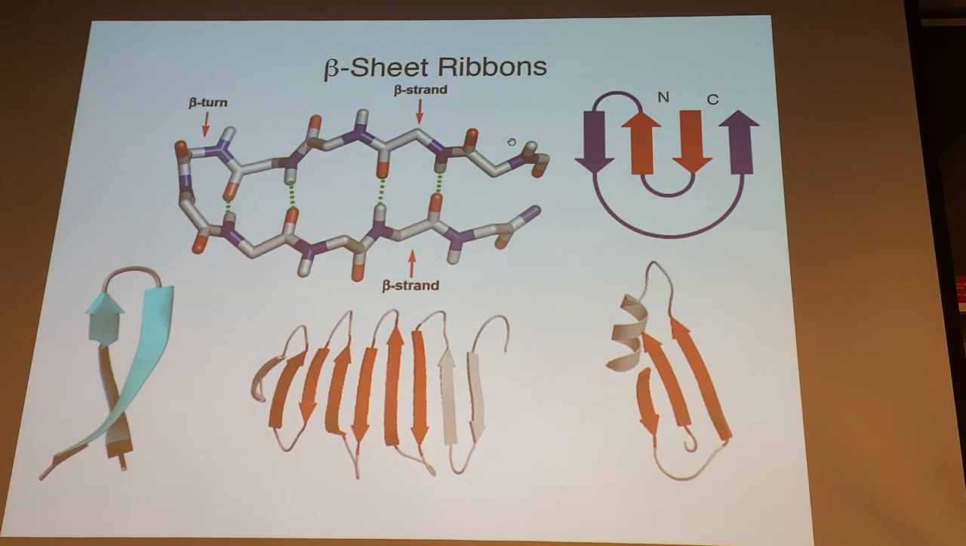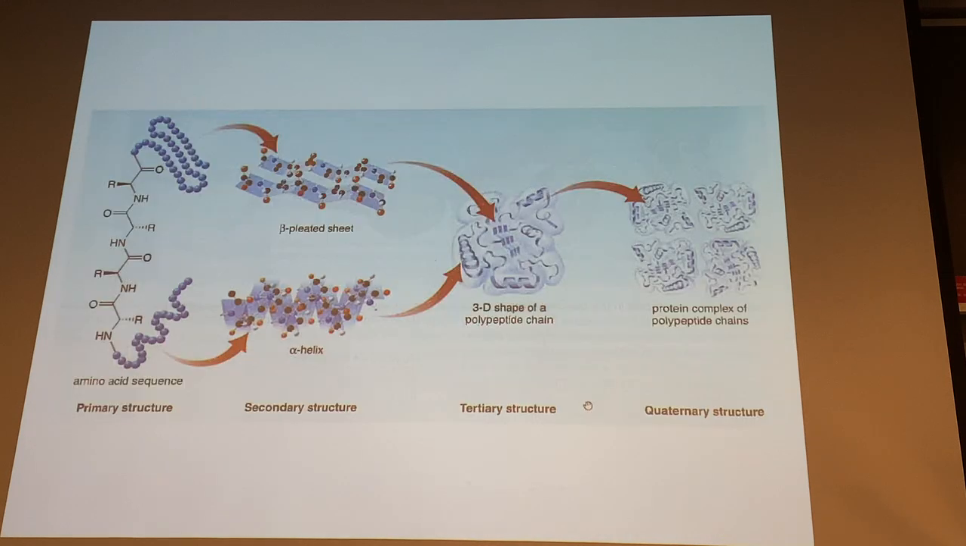Okay. And then we've got the cartoon view of the sheet. And you see this is flat, extended here, with a loop in between. And then these arrows are usually pointing from the N terminus to the C terminus. Okay, and maybe you've seen some of those. There are certain repeating motifs, like this Greek key motif, you see over and over again in certain proteins.